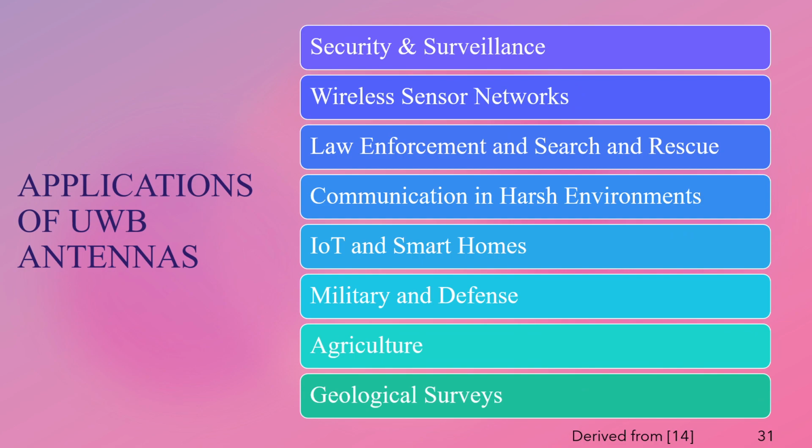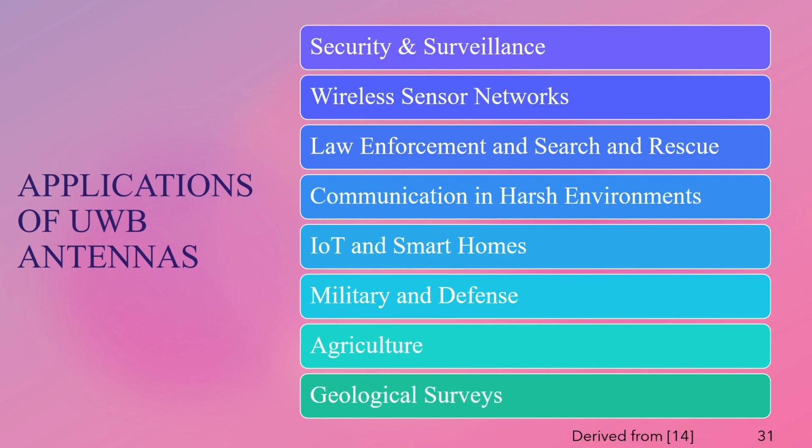Now for security and surveillance. UWB technology can be employed in security systems for perimeter monitoring, intruder detection, and access control. It is also used in surveillance cameras for enhanced object recognition. Now, wireless sensor networks: UWB antennas are used in wireless sensor networks (WSNs) for applications like environmental monitoring, asset tracking, and smart agriculture. Their low power consumption and high accuracy make them suitable for these applications.